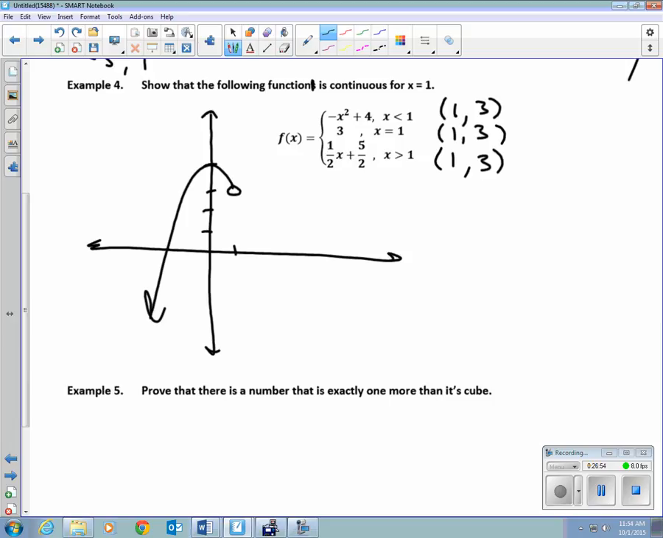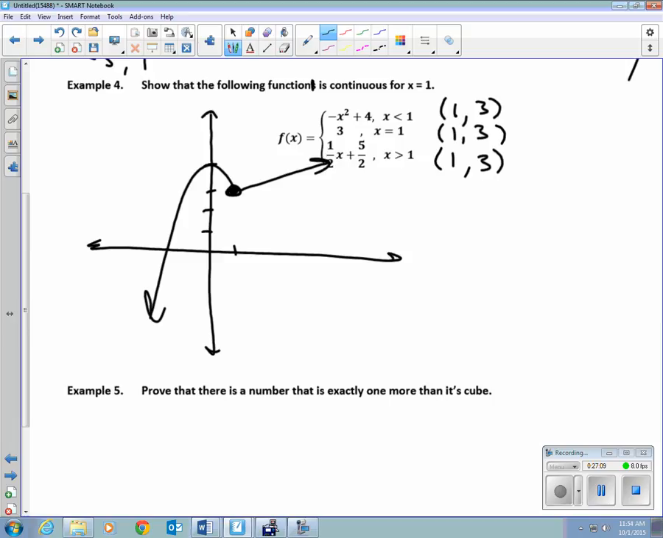What happens with this point? Fills it in. And then your third one starts there at an open circle, and it heads off at a slope of 1/2. So it says show that is continuous.